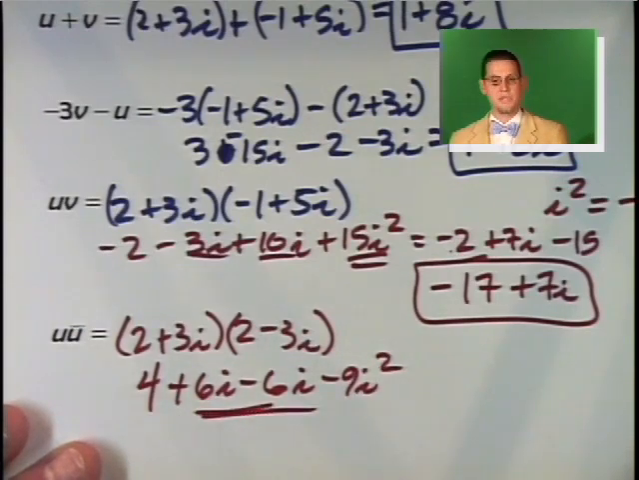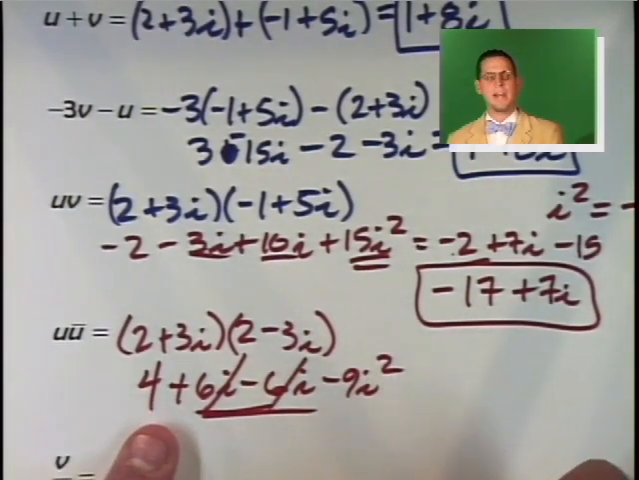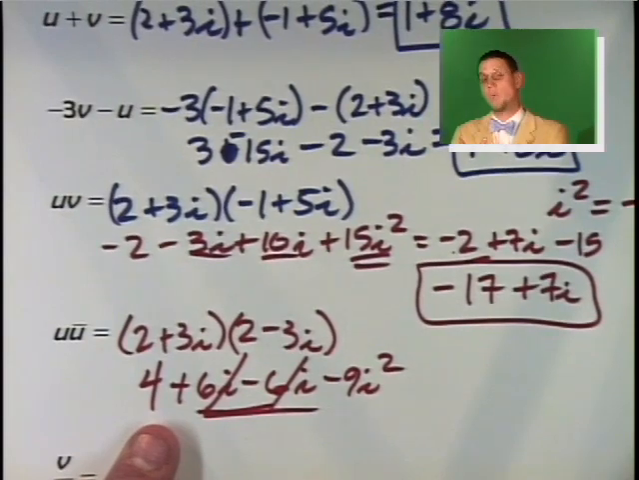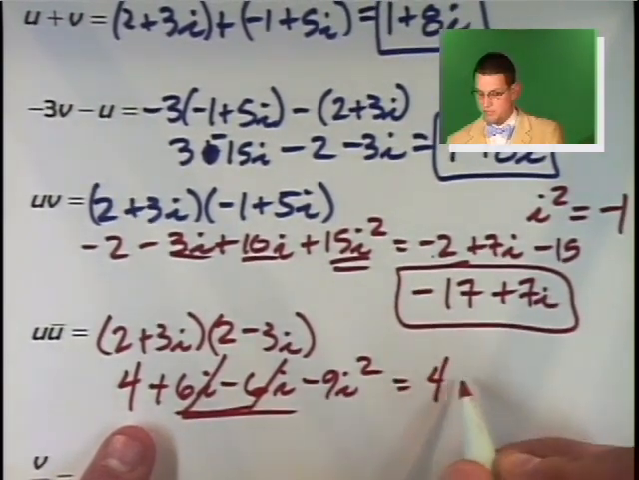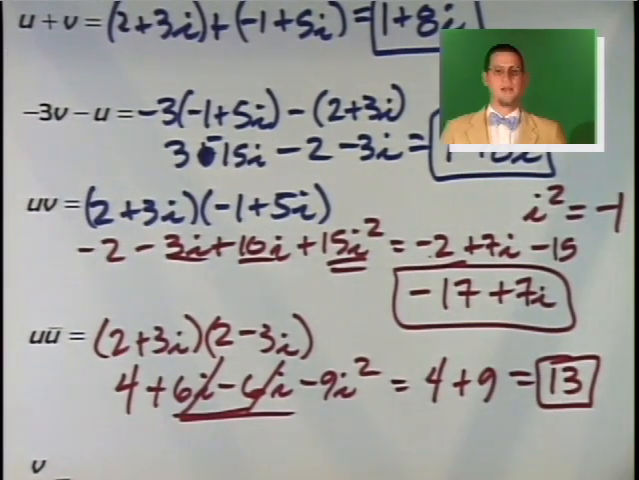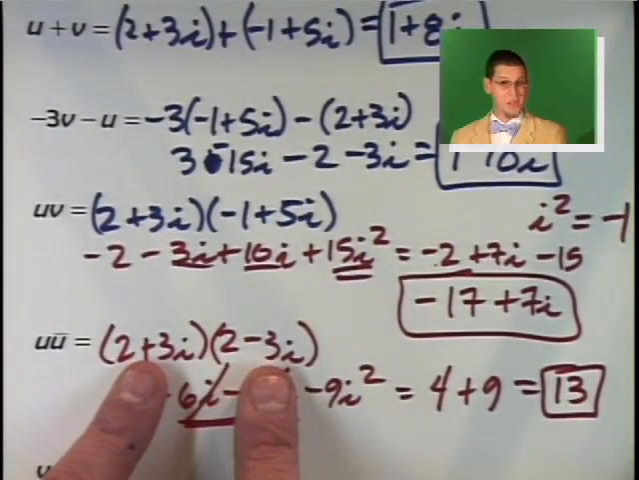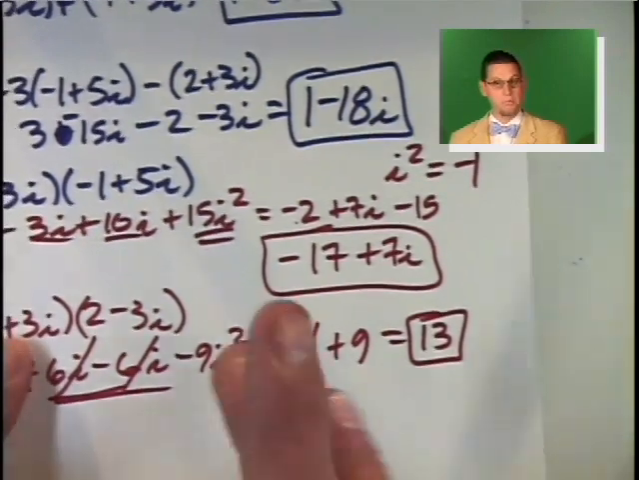Well, these are opposites. They make a zero pair, so see ya, wouldn't want to be ya, 6i. And we're left with negative 9i squared. But if i squared is negative 1, then negative 1 times negative 9 is positive 9. So this becomes 4 plus 9, or the number 13. Okay? So what's nice, when you multiply the product of two complex conjugates, you get a number, a single number. Pretty cool.